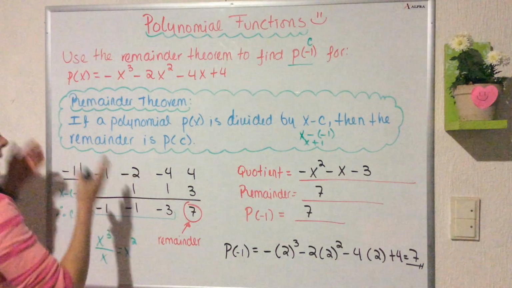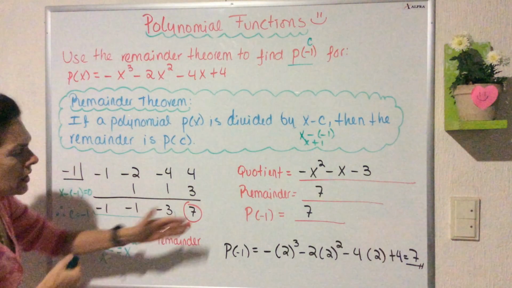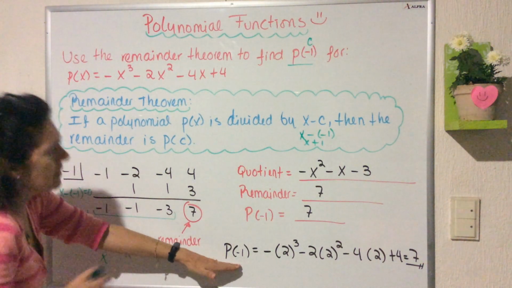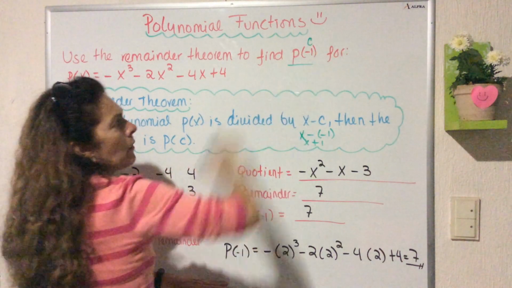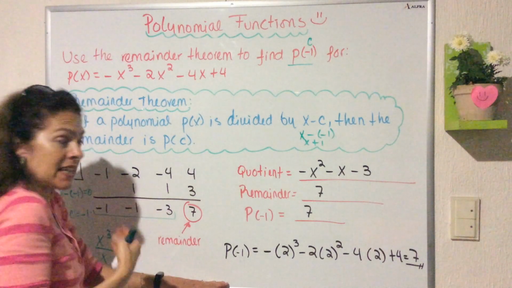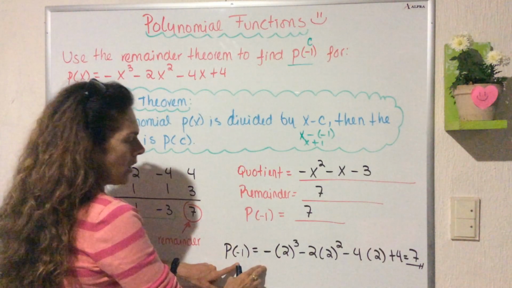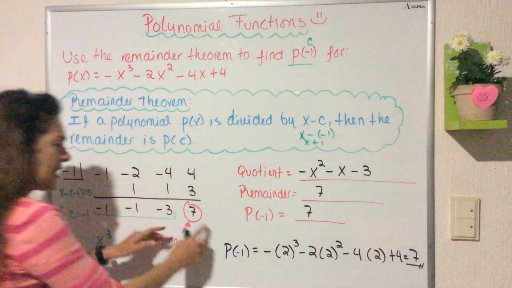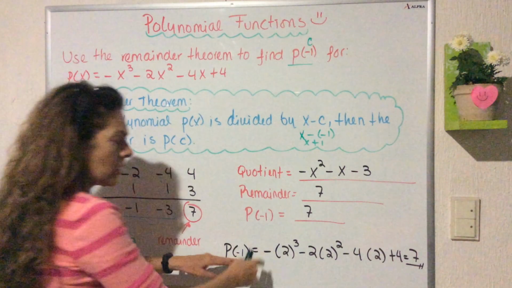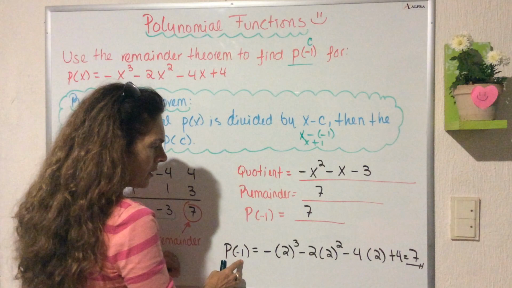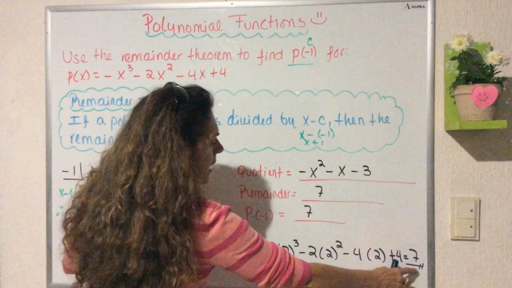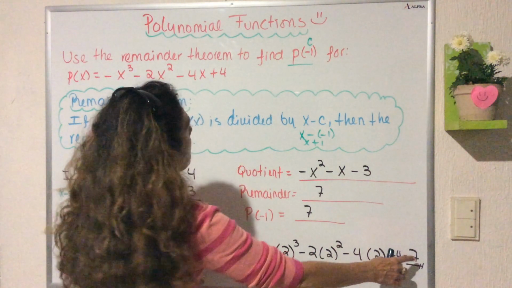Here you have the quotient, then the remainder, which is the last number that you have gotten here. And now, the theorem is telling us that if you evaluate the polynomial function when x equals minus 1, you're going to get the same thing as in the remainder, as you can see. So we evaluate the function in minus 1, and we get 7.